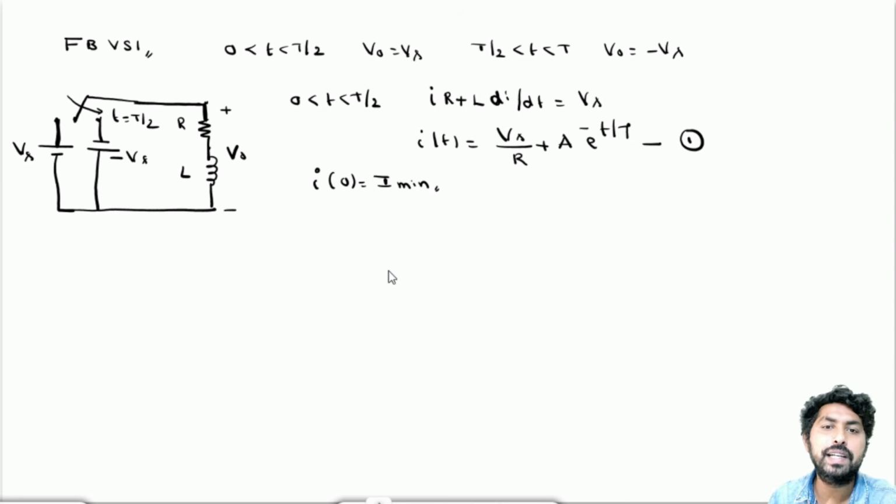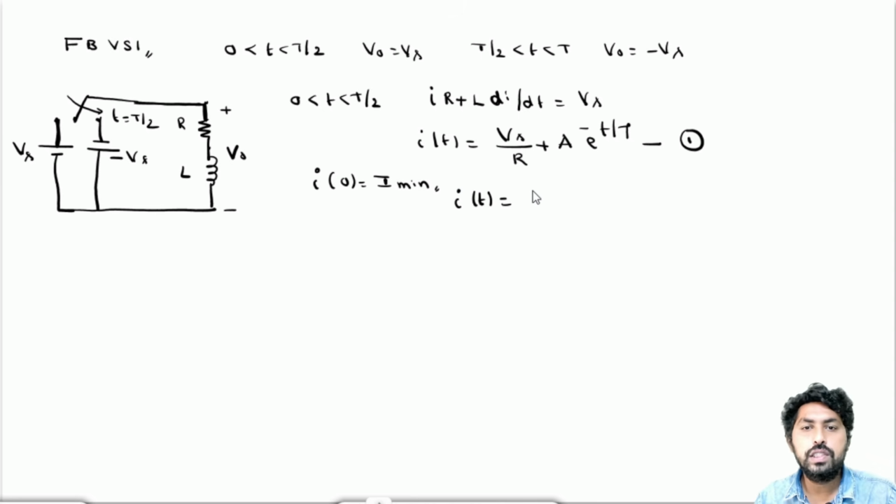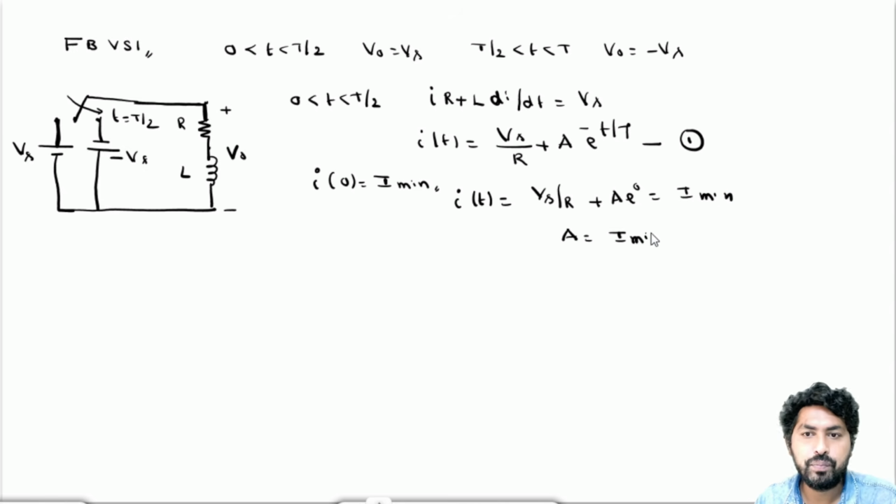Let me assume that it has a minimum current, that is I minimum. So if I find I of t, from this, I of t equal to Vs by R plus A into e power 0 is equal to I minimum. So from this, A equal to I minimum minus Vs by R.